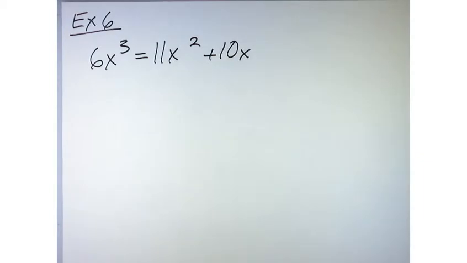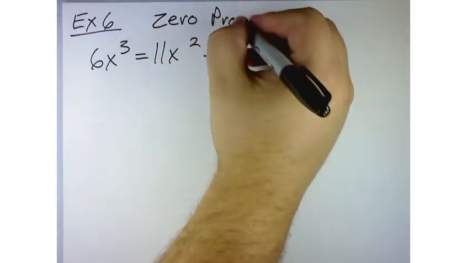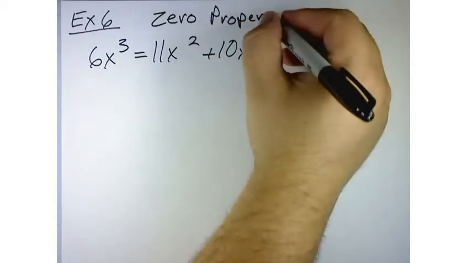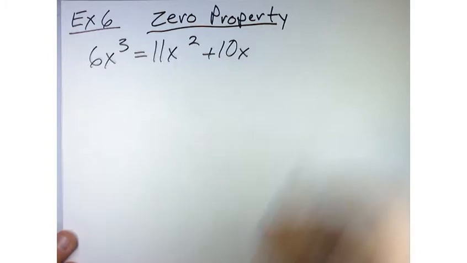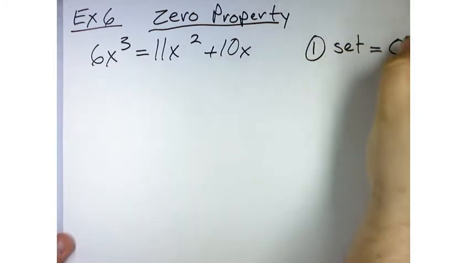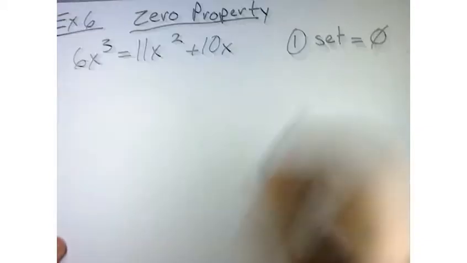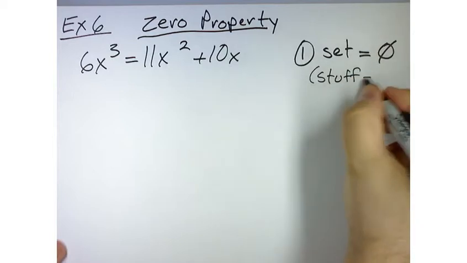Well, for polynomials, anything larger than x, well, this would work for any equation that has x in it. We could always use what we call the zero property. Now, the zero property is nice, and it works the same every time for solving equations. So to solve an equation using the zero property, the first thing you do is set equal to 0. Okay? So what you want is a bunch of stuff on one side of the equation equals 0 on the other side.